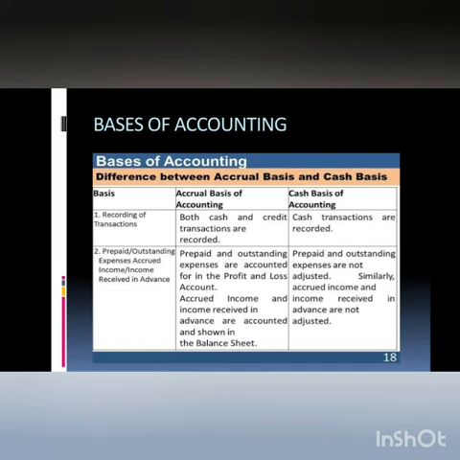Now, basis of accounting. Difference between accrual and cash basis of accounting. In the accrual basis of accounting, both cash and credit transactions are recorded. In the cash basis of accounting, only cash transactions are recorded. Second, prepaid and outstanding expenses are accounted for in the profit and loss account. Accrued income and income received in advance are shown in the balance sheet. In the cash basis of accounting, prepaid and outstanding expenses are not adjusted. Similarly, accrued income and income received in advance are not adjusted.